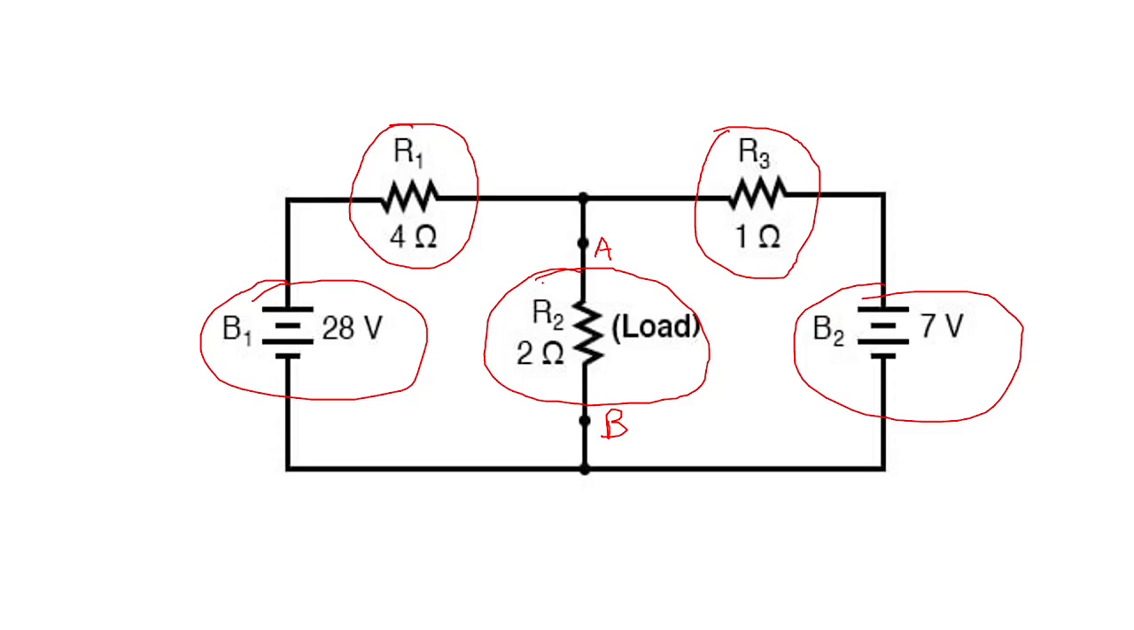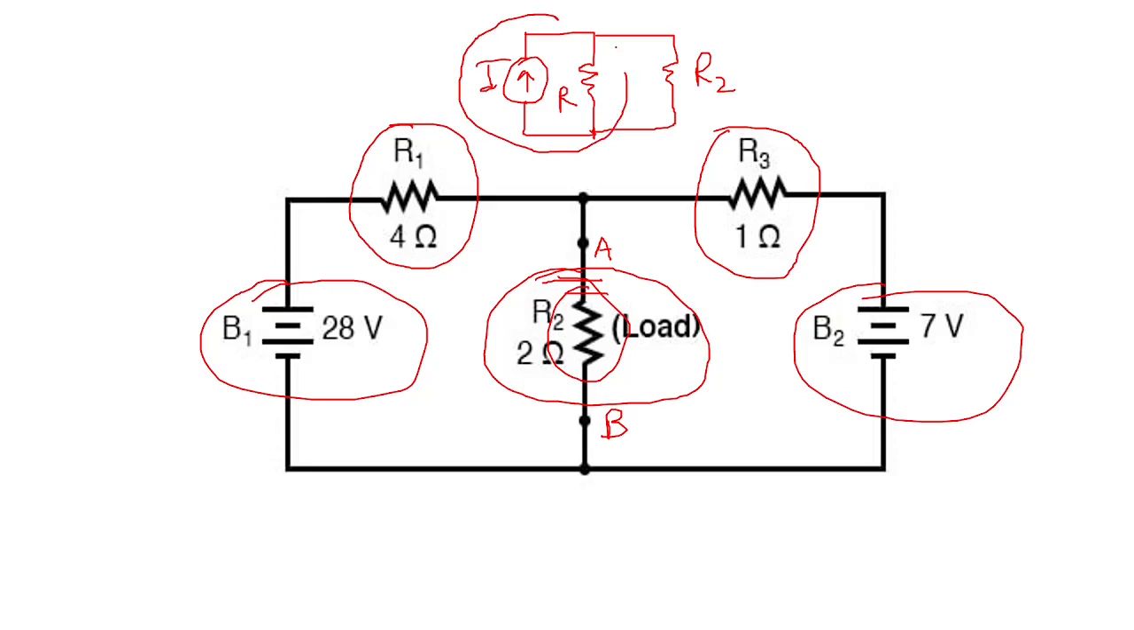So except for this load, the other two resistors and two voltage sources should be converted into a current source in parallel with a resistance. And then you can have a load resistance R2. So you should have a current source in parallel with a resistance. This will be equivalent to the circuit, and then you can have the load resistance R2, whatever was there in the main circuit. If you reduce it like this, it is according to Norton's theorem.